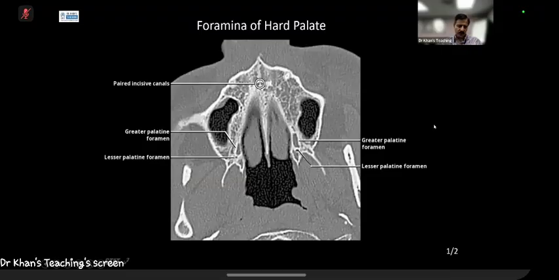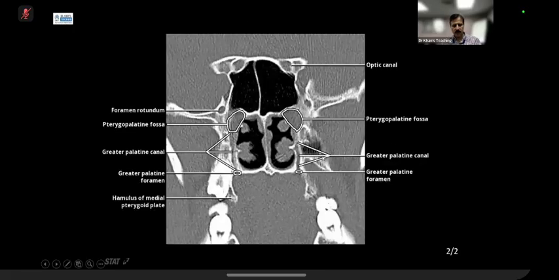So this is a CT scan. This is a part 1 scenario. You can see this incisive canal, and this is the greater palatine foramen. This is the lesser palatine foramen. And so on a coronal, please remember that this is in continuity with the greater palatine canal and the pterygopalatine fossa.